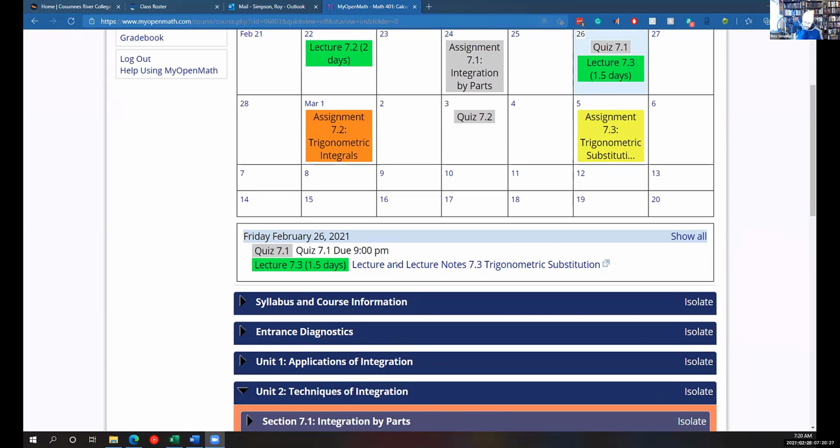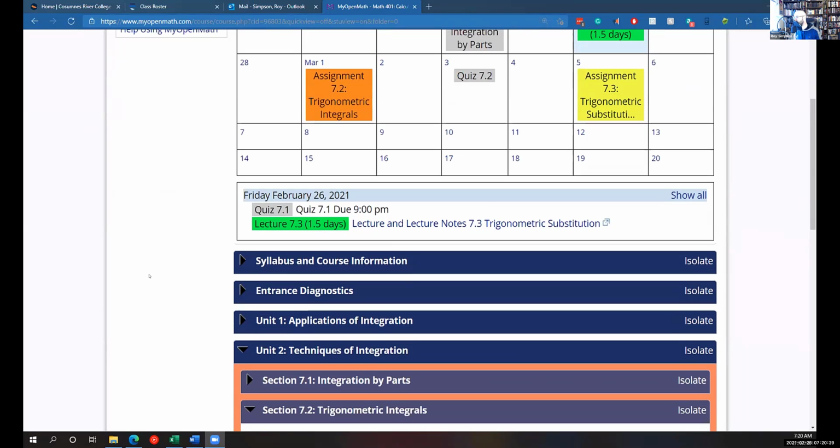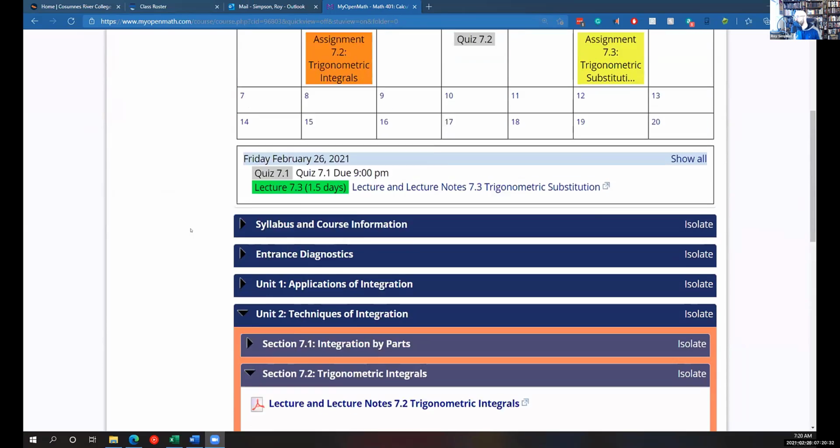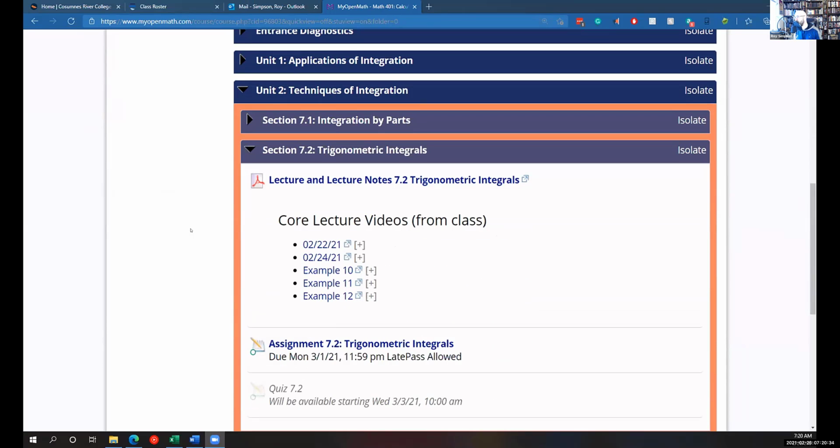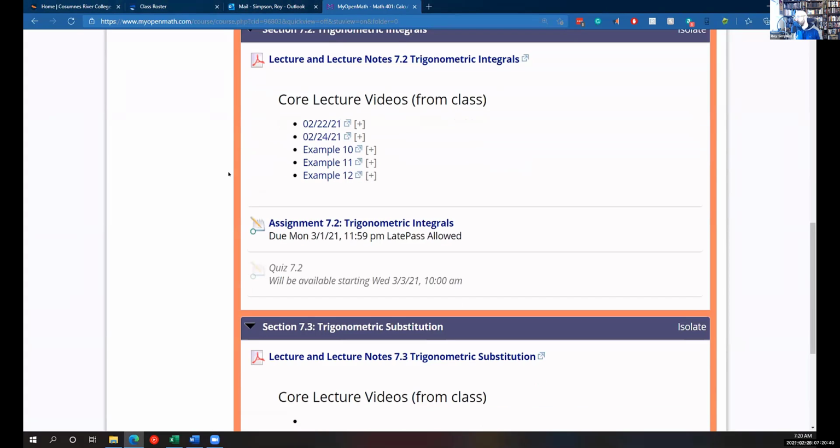And the other thing I want to mention is that if you scroll down on the My Open Math page, in our 7.2 folder under Unit 2, you'll see that I added 3 examples there that I just didn't get to cover on Wednesday. I went ahead and finished out the lecture there. It's just 3 extra examples. You can see which examples they are from the lecture notes. So if you're fairly confident with that material, you probably don't have to watch those lectures.